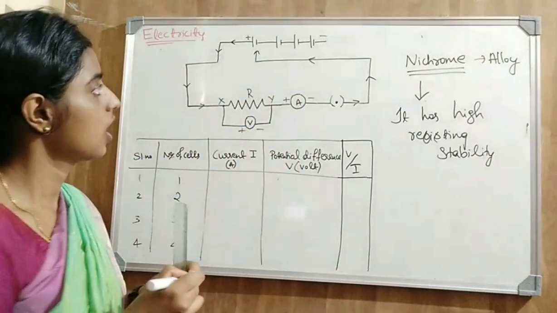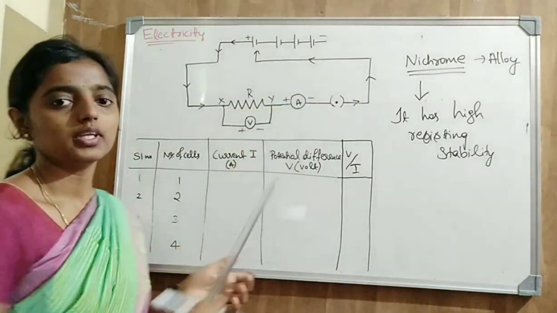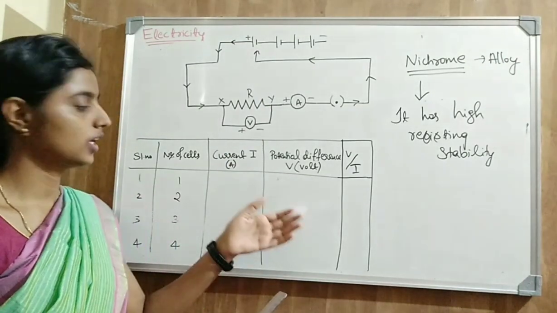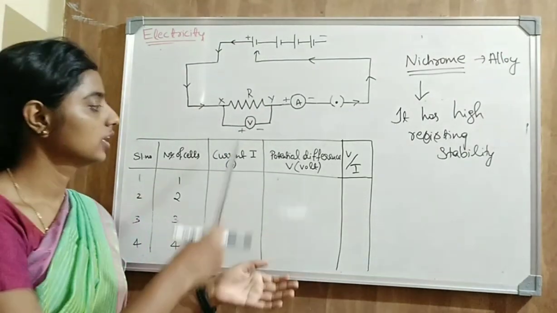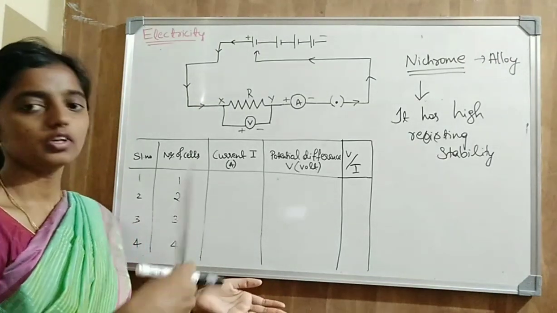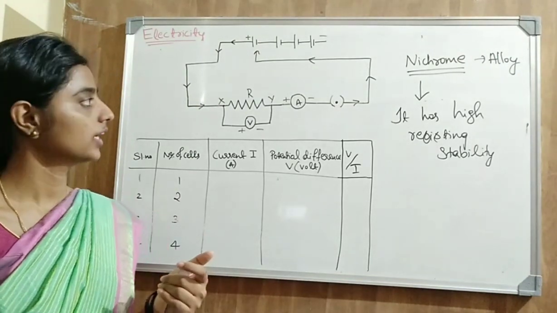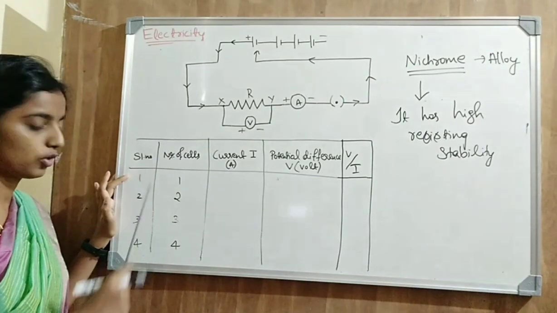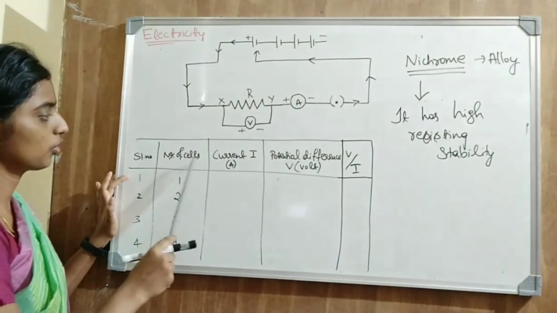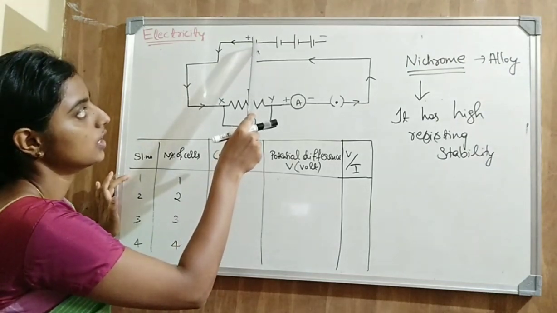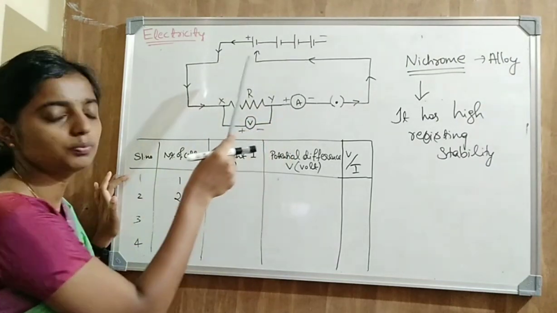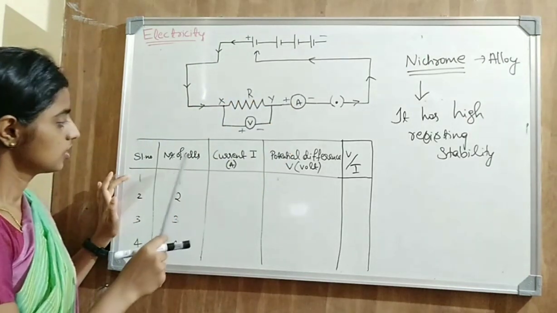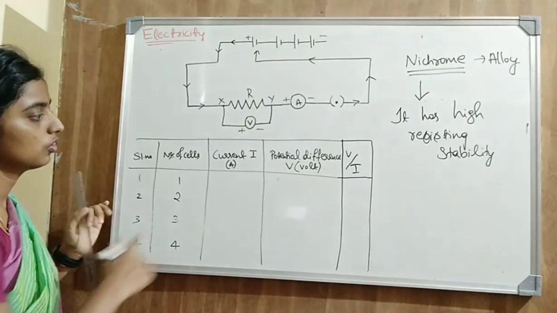Now let us see how this experiment works. Whenever we are conducting an experiment, we need a tabular column so that we can record the readings for each different trial, right? So we have a tabular column: number of repetition 1, 2, 3, number of cells. We have 4 cells, right? Assume each cell is 1.5 volt. So number of cells 1, 2, 3, 4.